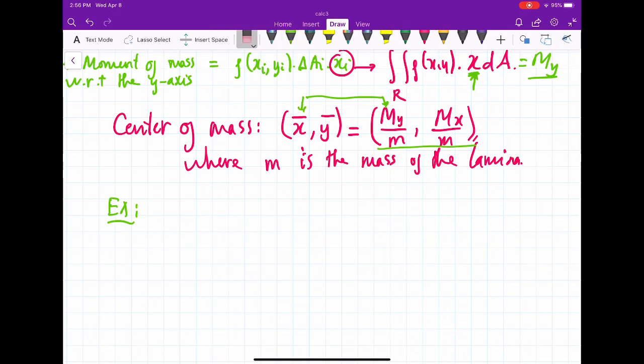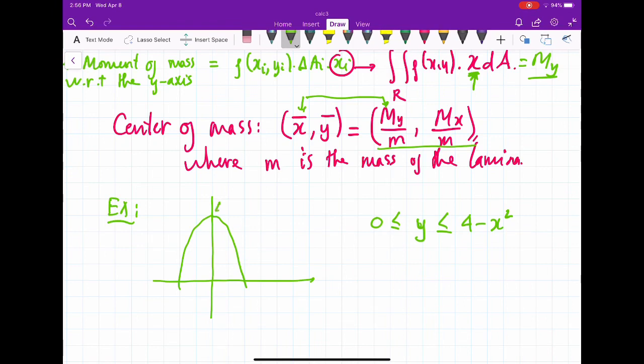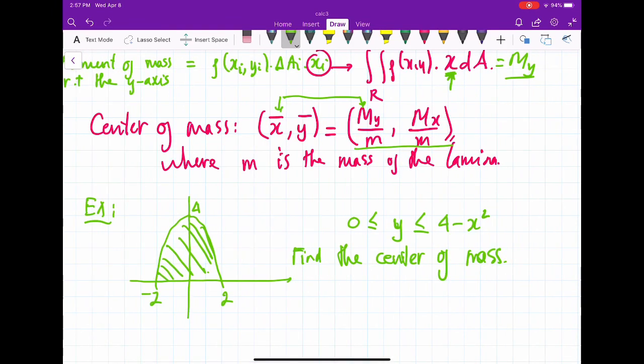You have some lamina, and here's the form of the lamina. Okay, and that is y greater than or equal to 0, less than or equal to 4 minus x squared. 4 in here, negative 2 here, 2 in here. So that is our lamina. They ask us to find the center of mass, where the density at point xy is proportional to the distance between that point and the x-axis.